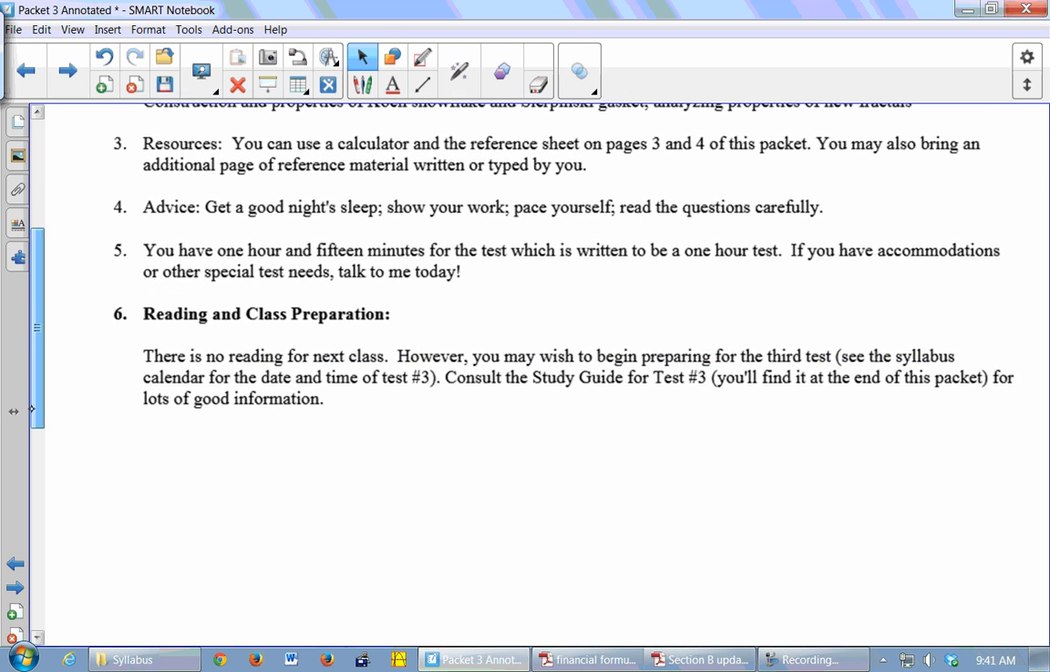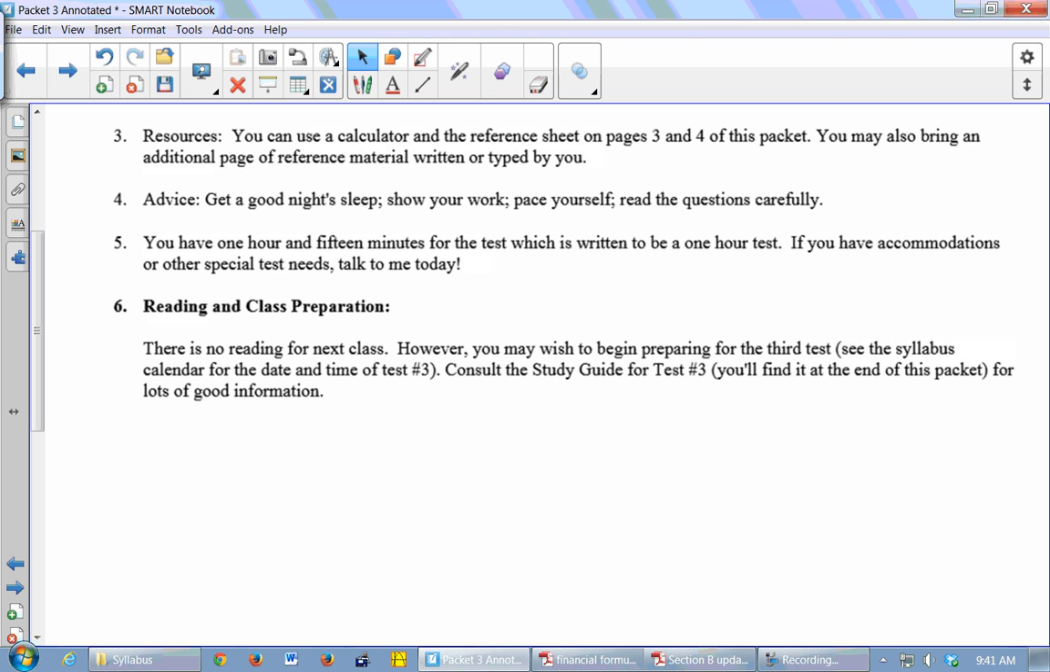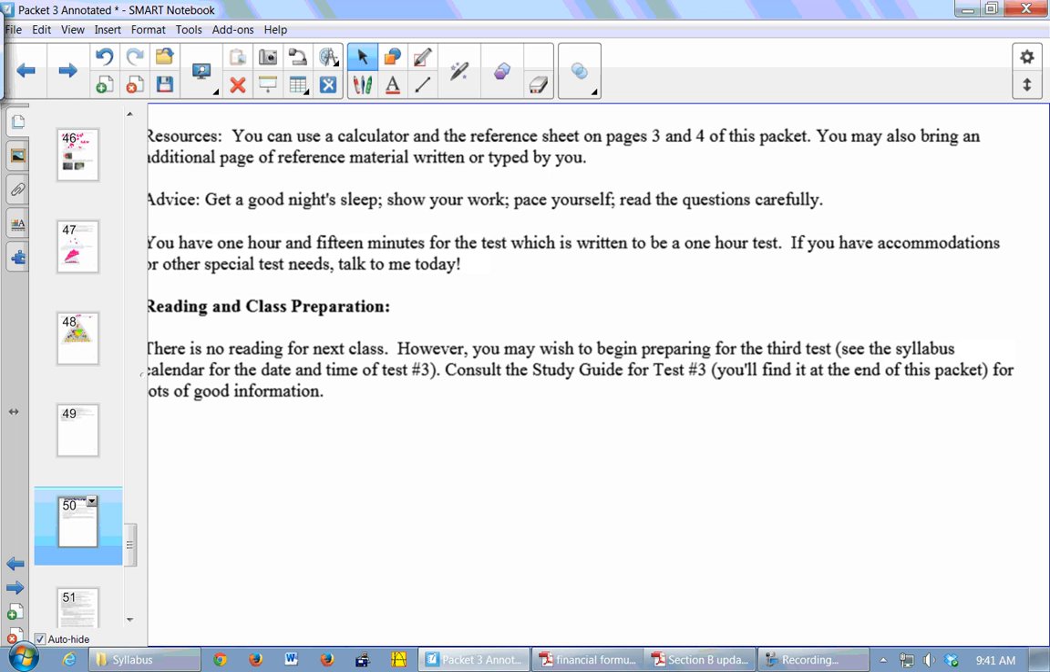Okay, so for resources, you can use a calculator. You cannot use your phone calculator. I'll have some scientific calculators if you don't have one available. You can use the reference sheet on pages 3 and 4 of this packet. So let's take a quick look at what that is.